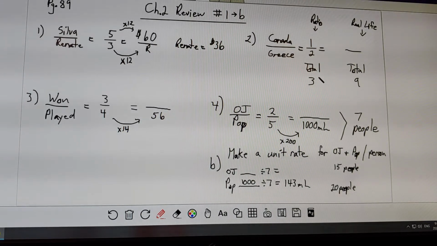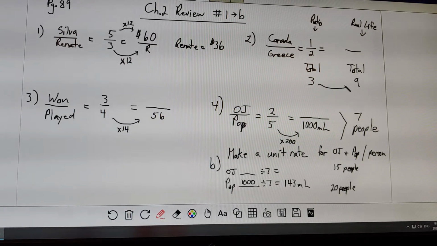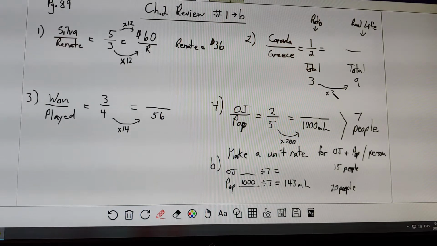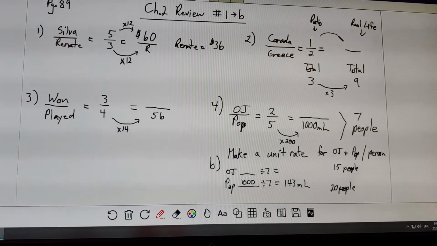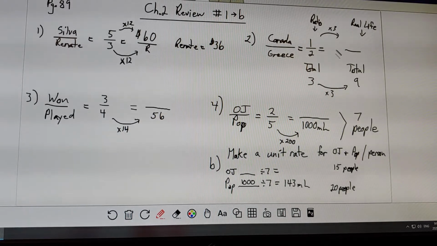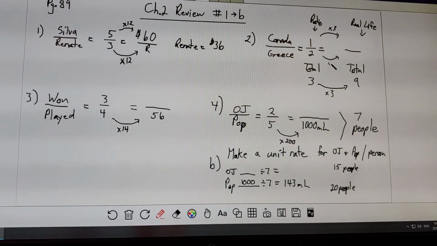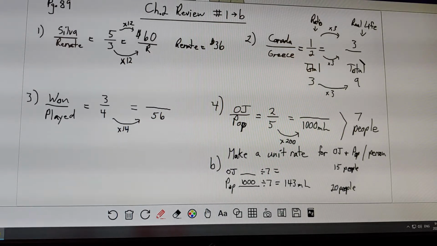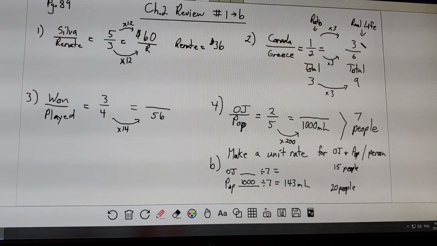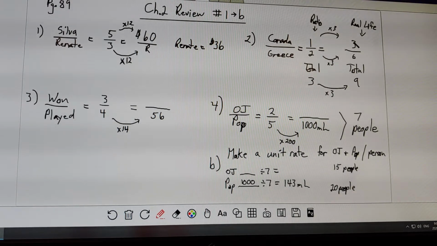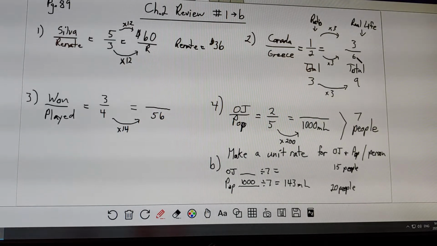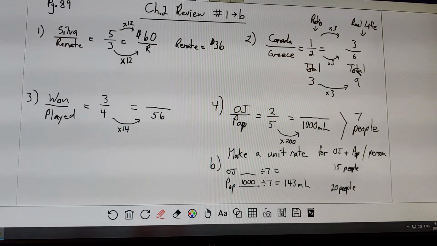So then the only way to get from the ratio side to the real life side is by looking at the totals. So, what do we do to 3 to make it 9? Well, we have to multiply it by 3. So then same things here. So times 3 and times 3. So 1 times 3 is 3. 2 times 3 is 6. So in real life, Canada received 3, Greece received 6. And does that give us a total of 9 like the question said? 6, 7, 8, 9. Yes, it does. Okay.